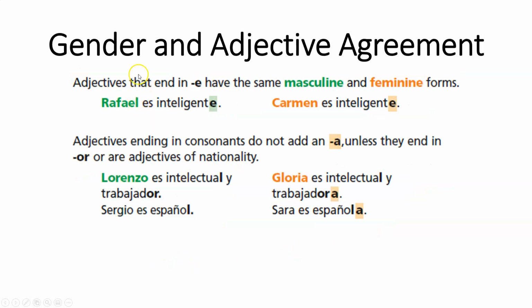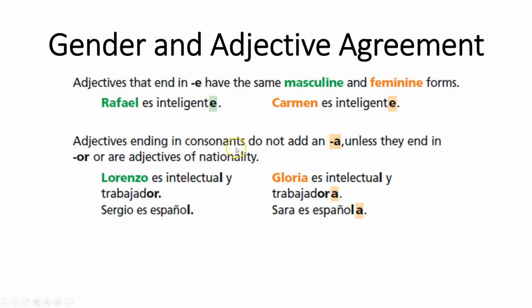Adjectives that end in E have the same form for both male and female, masculine and feminine. So Rafael es inteligente, he is intelligent. Carmen es inteligente, she is intelligent. Notice they both have E's. They're both the same, male and female.